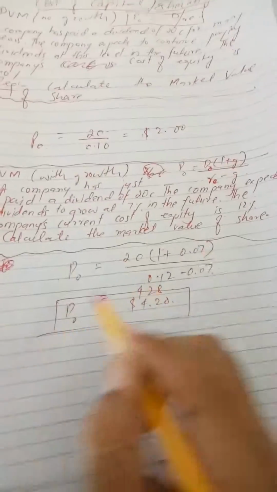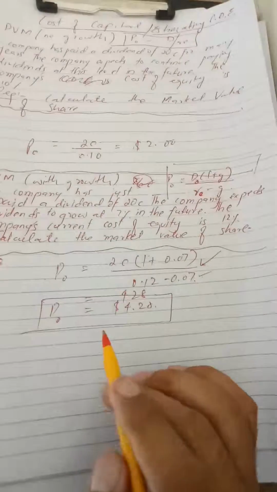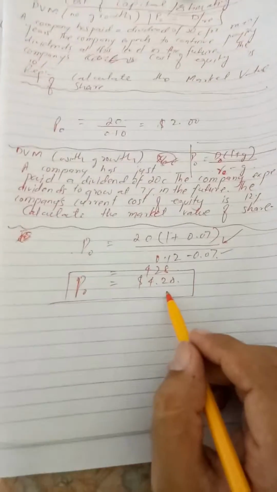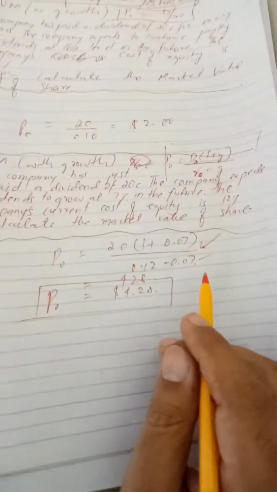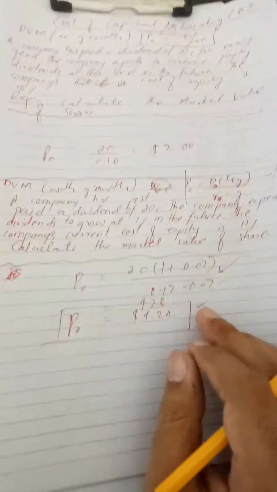When we're talking about the growth factor, which was 7%, we have taken that into account in this formula, and we have reached the P naught, which is the market value of the share when we're talking about with growth. Okay, so this is a small bit of the exercise, the discussion.